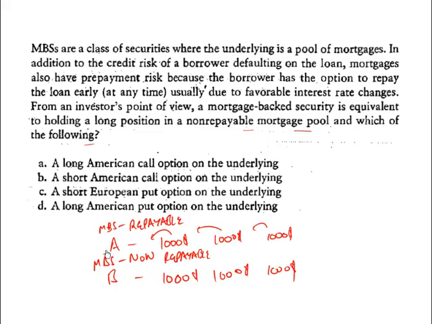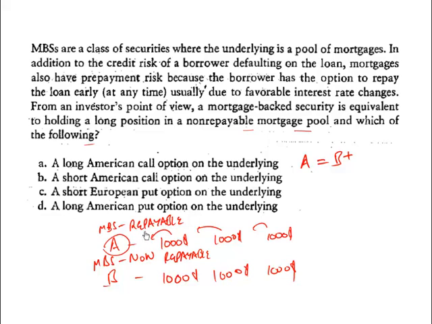Holding security A, that is, holding a mortgage-backed security that is repayable, is equal to holding a long position in a non-repayable mortgage pool, that is security B, plus what? Please answer. A long American call option, a short American call option on the underlying, a short European put option, a long American put option on the underlying.